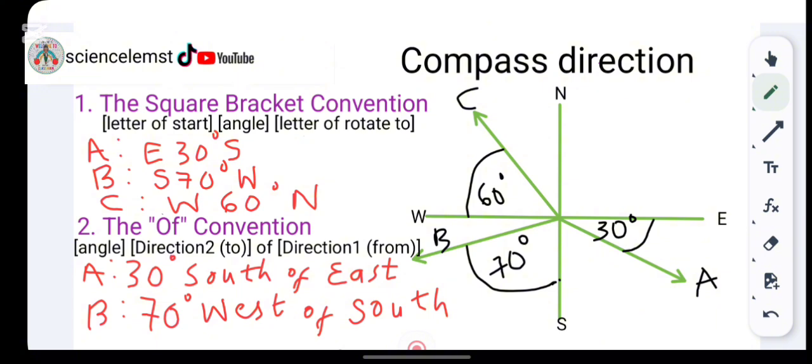So if I use the "of" convention, I don't think I'll be able to write it down here. Let's see. If I do the "of" convention, it will be what? I'm moving from the west going to the north. The north of what? The north of west. At an angle of what? Of 60 degrees. So that will be 60 degrees north of west.